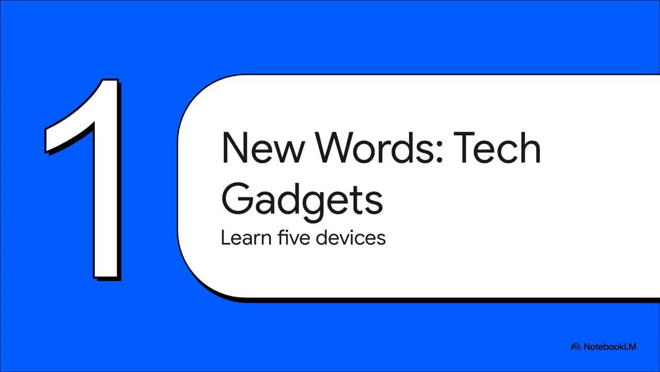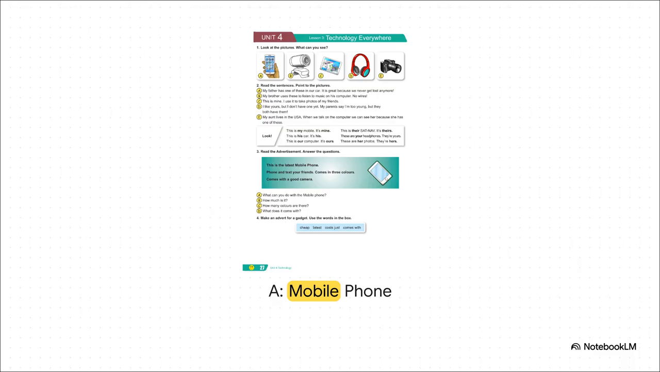All right, first things first. New words. I mean, you can't really talk about technology without knowing what to call things, right? So let's learn the names of 5 super common devices right now. Okay, let's look at picture A. This one's easy. It's a mobile phone. Go ahead, say it with me.